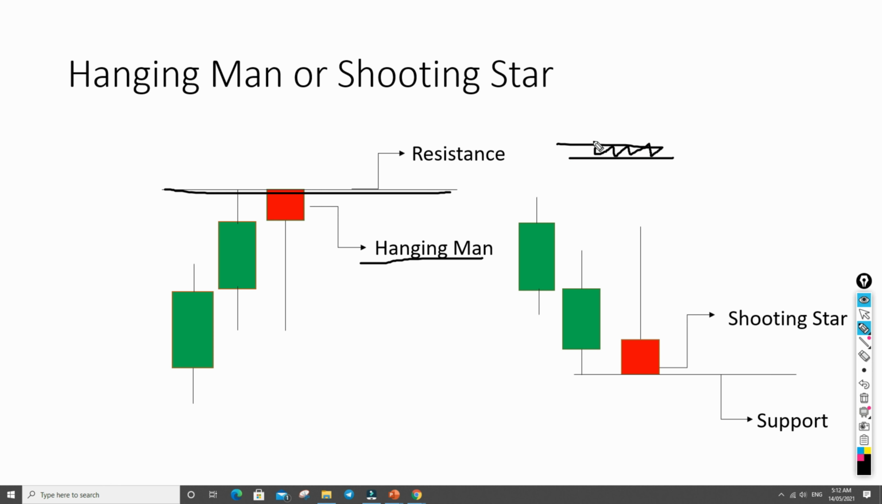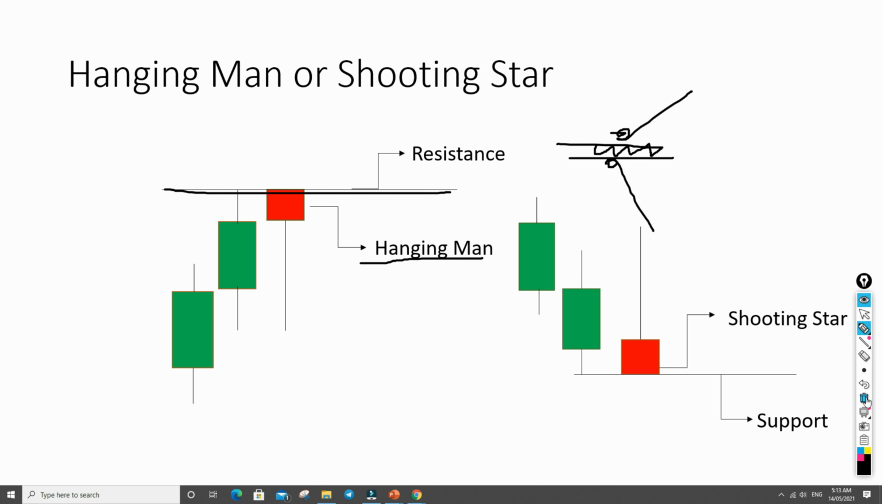You always have to consider this in relation to the level. Say, for example, if there is a level, then this is a ceiling and this is a floor. So when the price is here, you need to consider selling, but when the price is here, you need to consider buying. So this is the hanging man and the seller is in control.